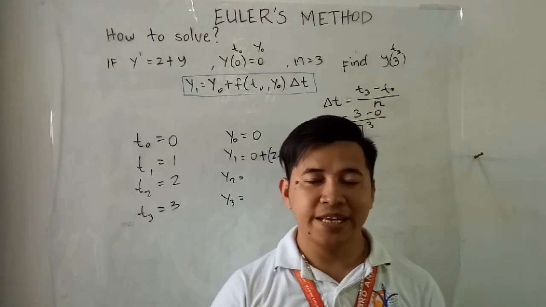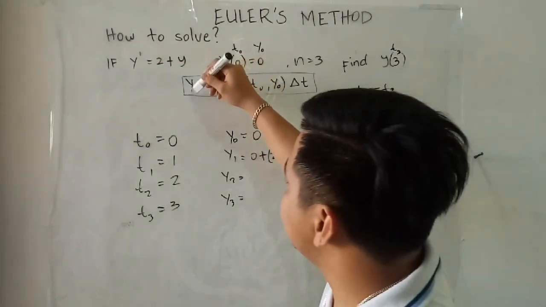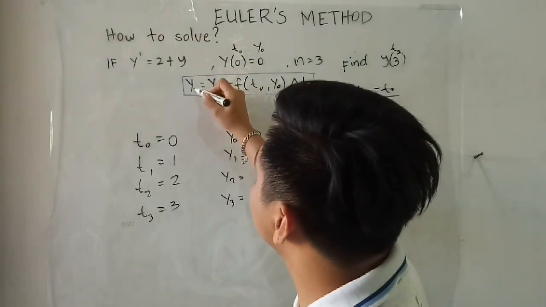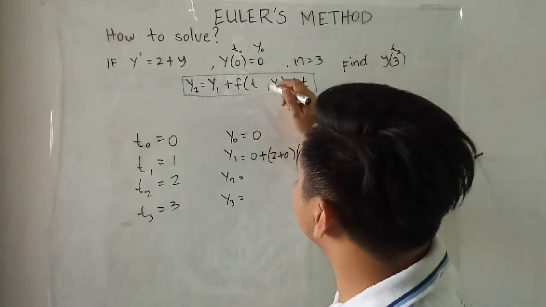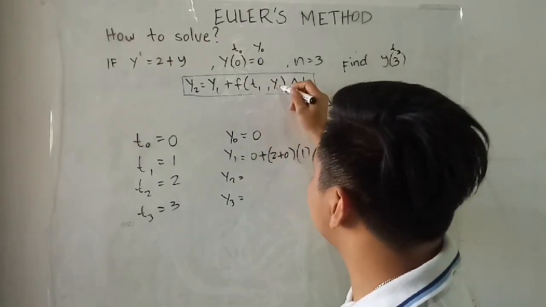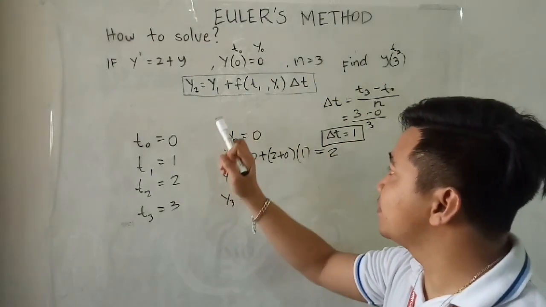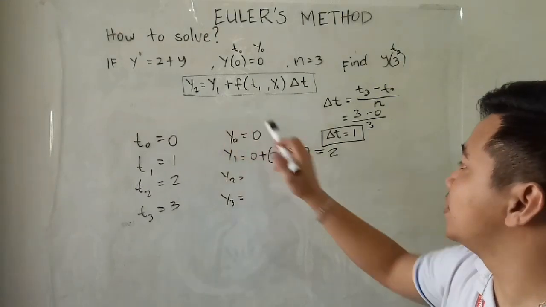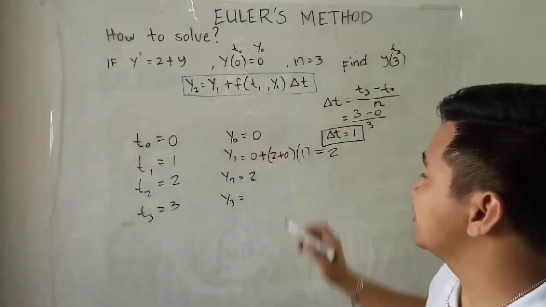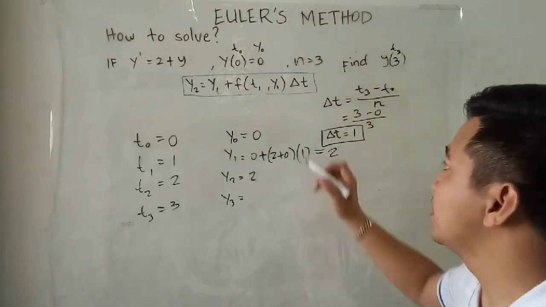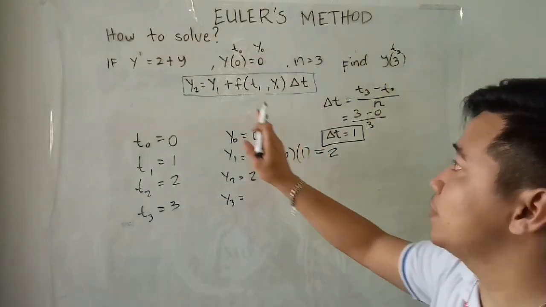Our next step is to find the y sub 2. To find the y sub 2, we need to change the y sub 1 into 2, y sub 0 to 1, t sub 0 to 1, and y sub 0 to 1. So we need to substitute all the values here for the y sub 2. Our y sub 1 here is equivalent to 2, plus the function of t1, y1. Our t1 is 1 and y sub 1 is 2. So we need to plug in here.